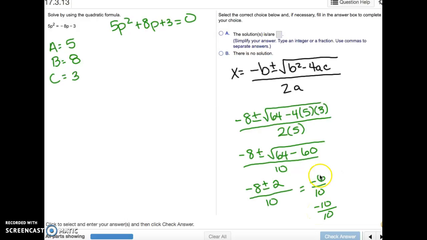Now, if I reduce each of these fractions, I get negative 3/5. And down here, I get negative 1. So these are my 2 zeros. These are the 2 locations on the graph where it crosses the x-axis. So hopefully these examples help.